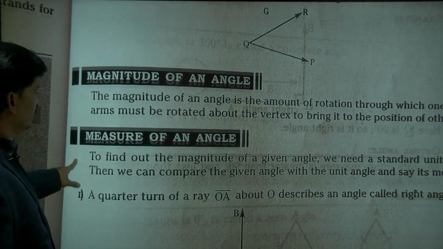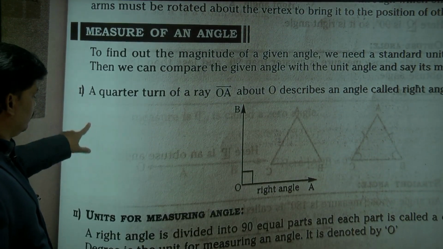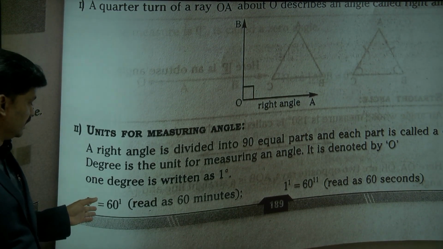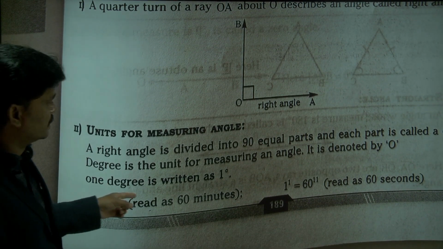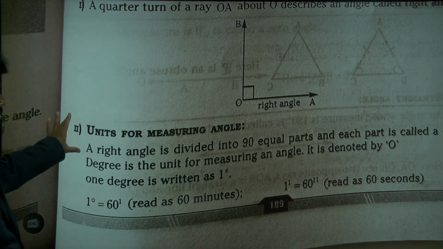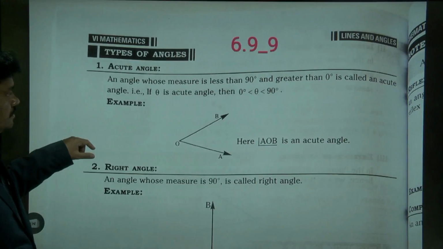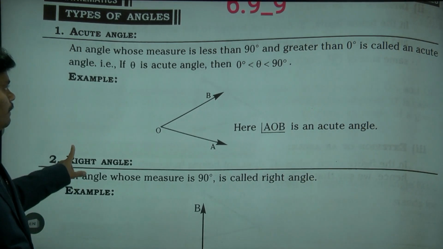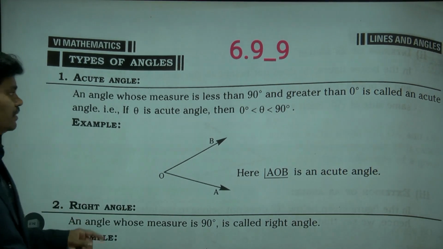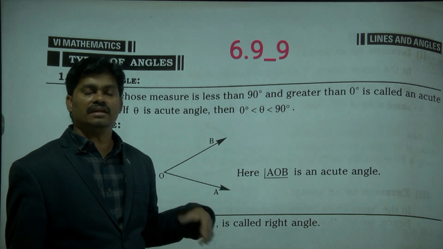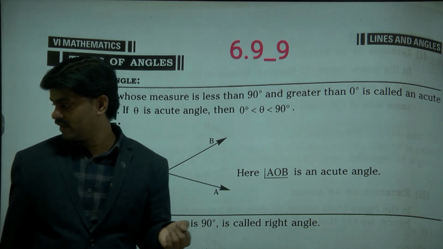Magnitude means length, the measure of an angle. I'll define the units of an angle: 1 degree is equal to 60 minutes and 1 minute is equal to 60 seconds. Generally we read degrees. And here you can see the types of angles, which is the acute angle. It lies between 0 and 90 degrees, greater than 0 and less than 90 degrees.